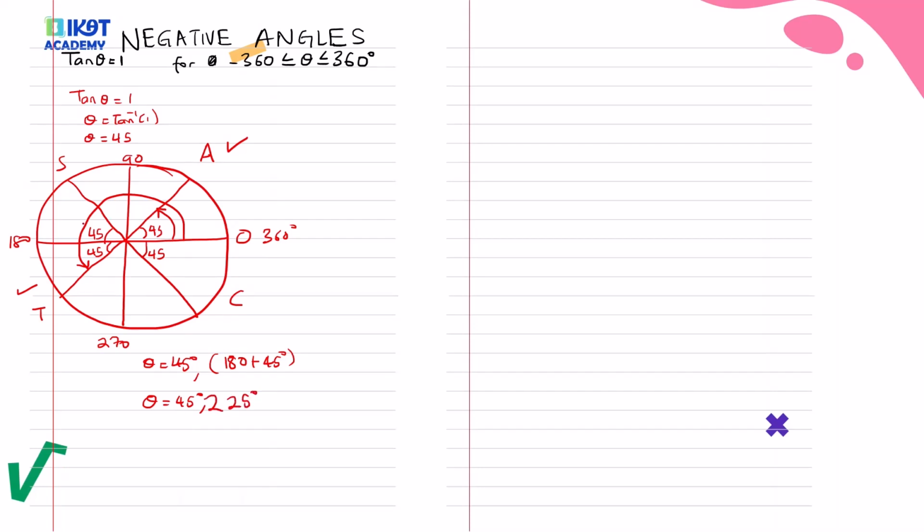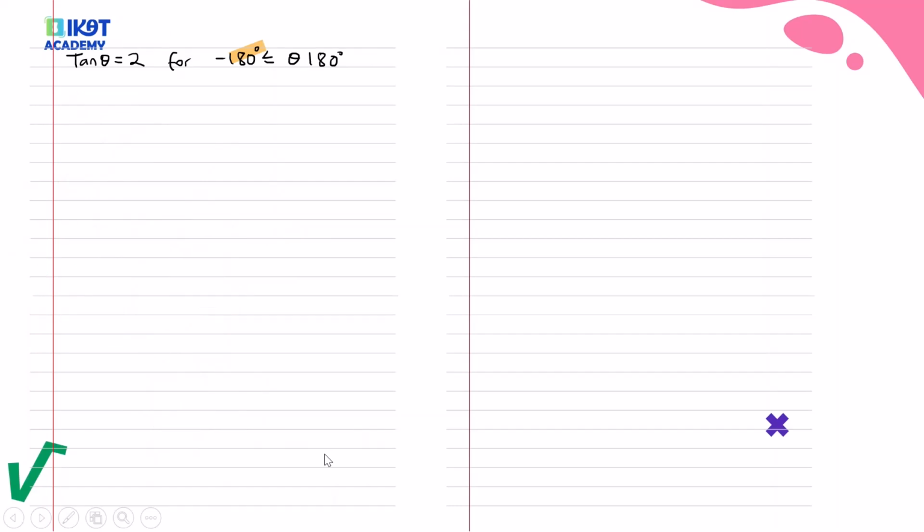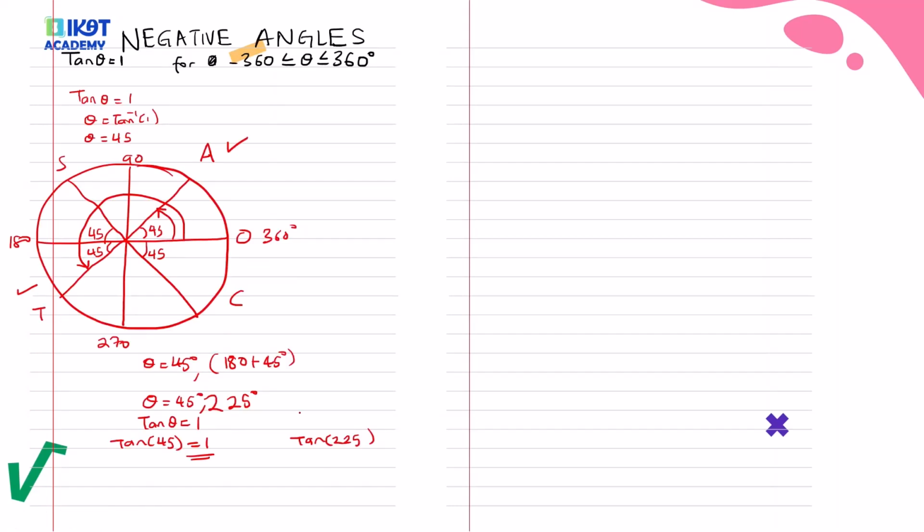I said we can prove this by saying tan theta is 1. So I try saying what is tan of 45. Tan of 45 is 1. So I've put that is correct. What is tan of 225? I put this on the calc. Tan 225. This thing keeps going. This is also 1. So our answers are correct.